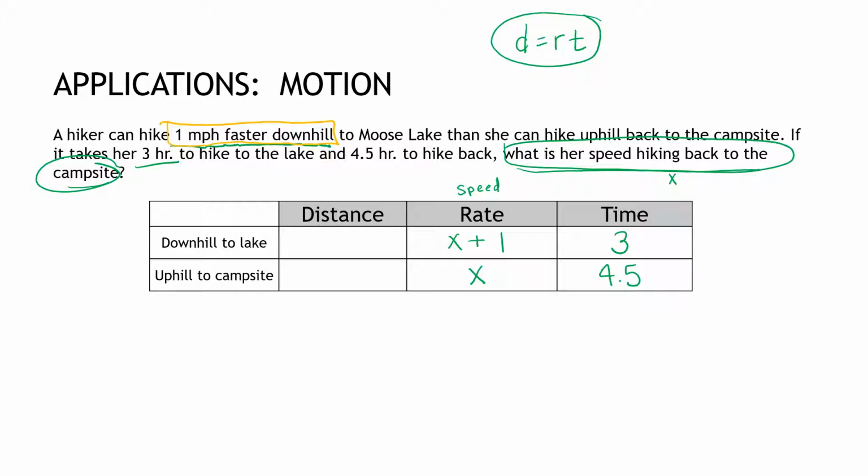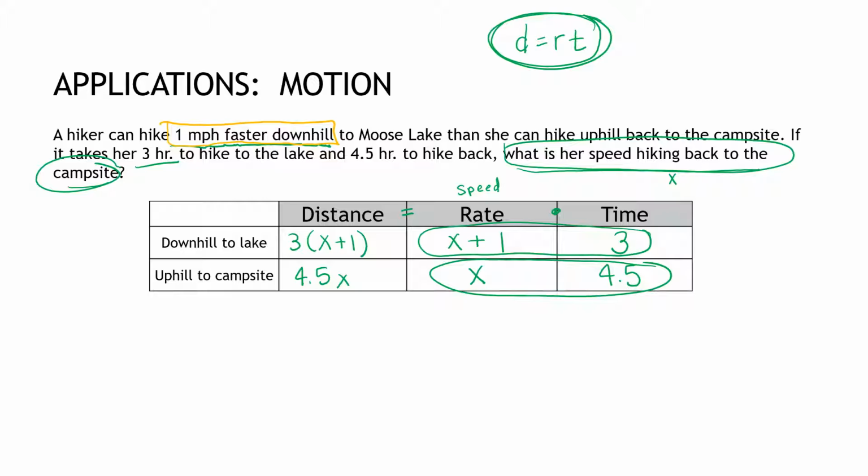It doesn't tell us, and so you might be freaking out a little bit. But what we know is obviously the distance from the campsite to the lake is the same as the distance from the lake to the campsite. So what I'm going to do is utilize this formula and say that distance equals rate times time. So the distance downhill to the lake is 3 times x plus 1, because I'm multiplying those two things. And the distance uphill to the campsite is 4.5 times x, because I multiplied those two things.